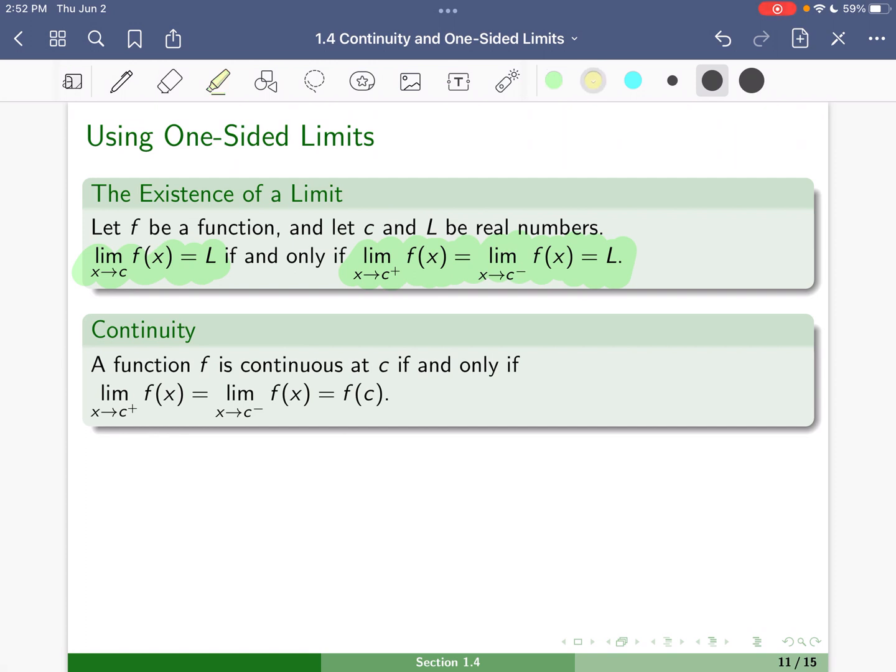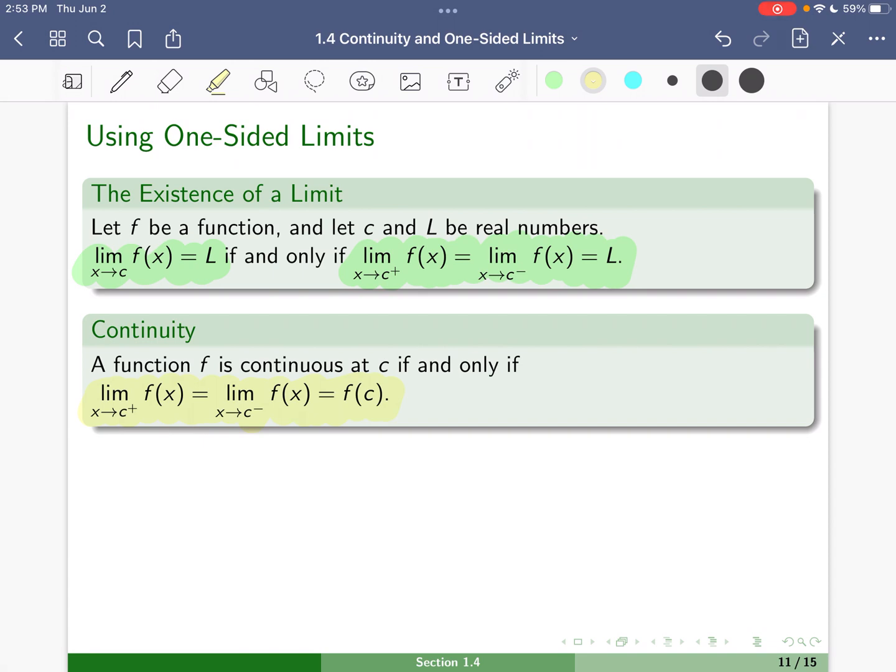And then you could use this to rephrase what it means to be continuous. So a function is continuous at c if and only if the left-hand and right-hand limits are equal and the thing that they equal is the function value at c itself.